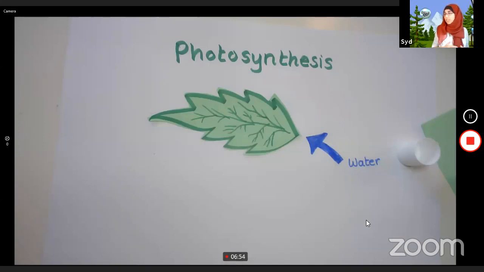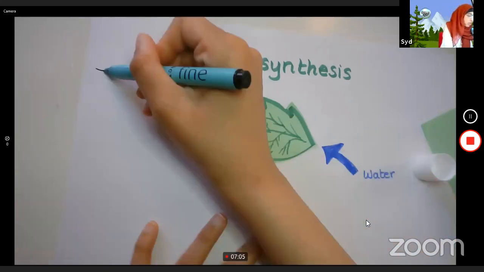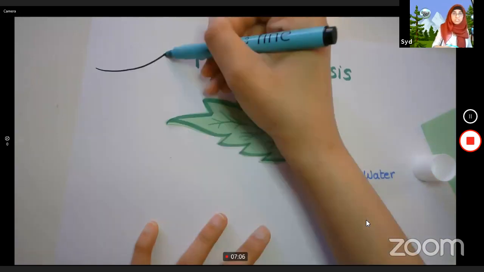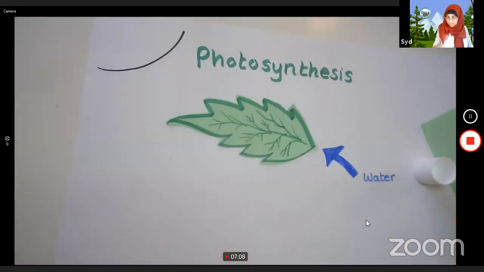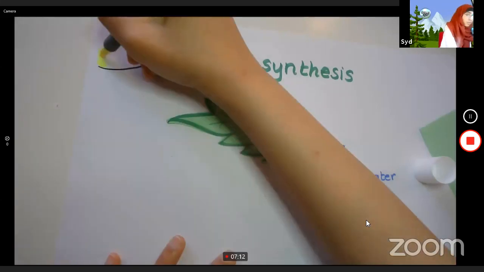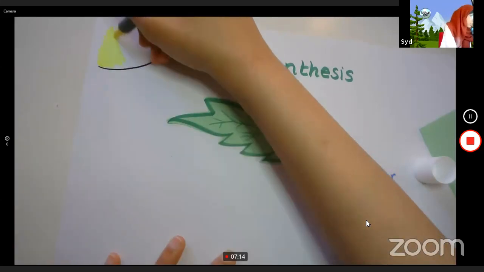Right, so we've got water coming in. Then the next thing that you're going to need is sunlight. So I'm going to draw a big sun in the corner, and that's going to be giving off sunlight. I'm going to color it in yellow, and we're going to have ray lines. The sun is really important. We've been learning about it in our light course this week.